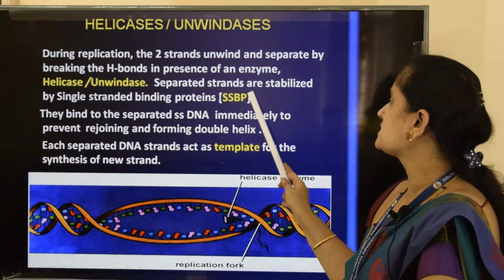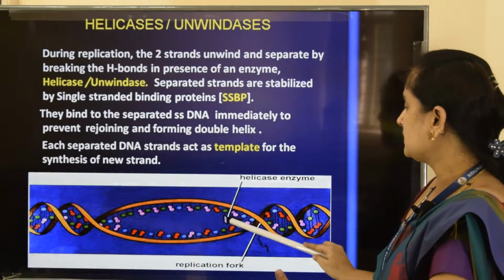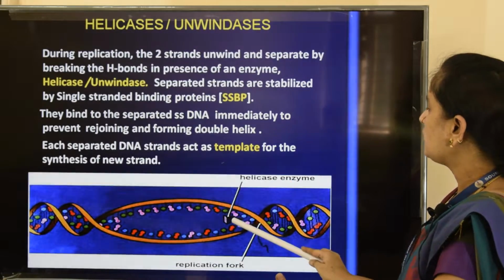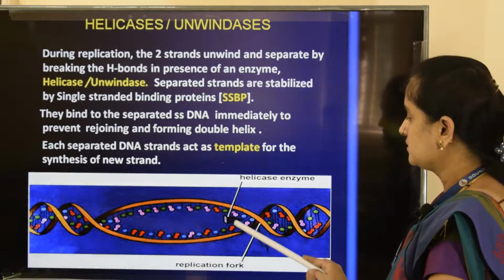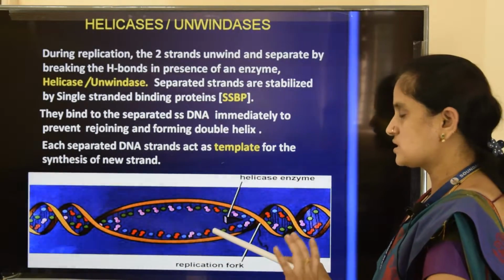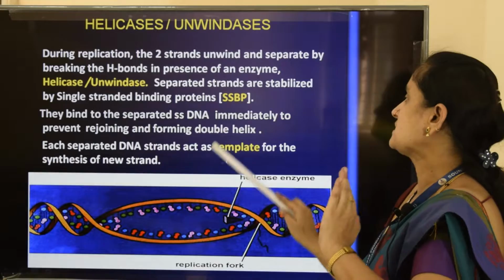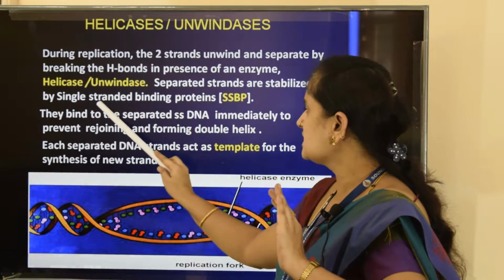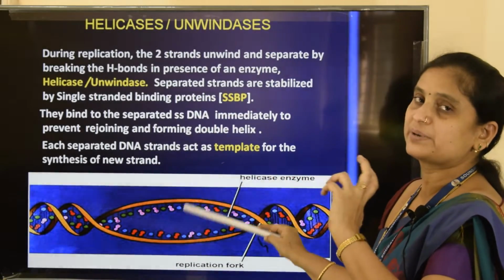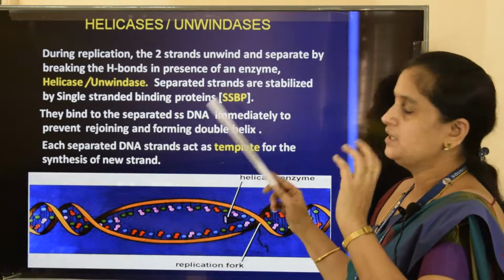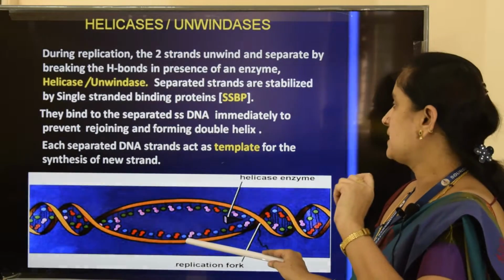The separated strands are then stabilized. Here you can see in the diagram the helicase, or the unwindase enzyme. As soon as it recognizes and binds to the DNA fragment, the two strands of that part of the DNA get opened. Each of the separated strands is immediately stabilized with the help of single-stranded binding protein. So what happens if it is not stabilized? As these two separated strands are complementary to each other, they once again recoil and form a double helix structure. Hence the DNA replication will be prevented.